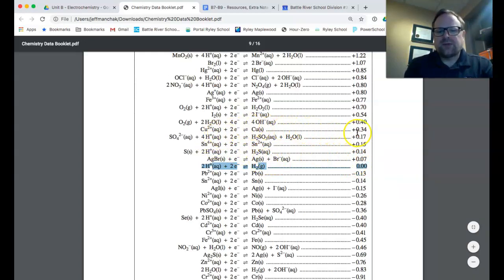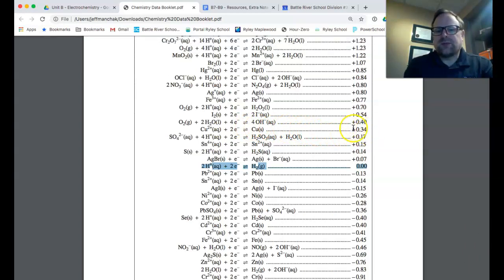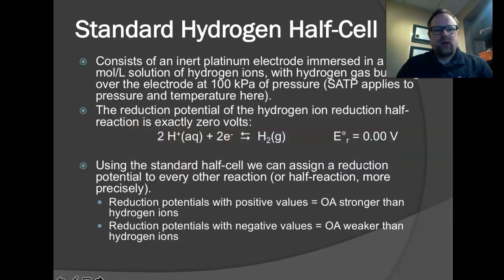This copper half cell at plus 0.34 volts. What that means is this was the cathode, and then our hydrogen half cell was pretending to be the anode. And when we look at lead, for example, just down here at negative 0.13, that means that this was the anode and our hydrogen half cell was pretending to be the cathode.